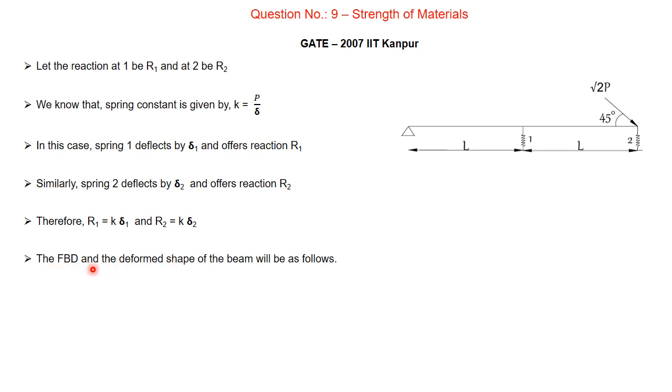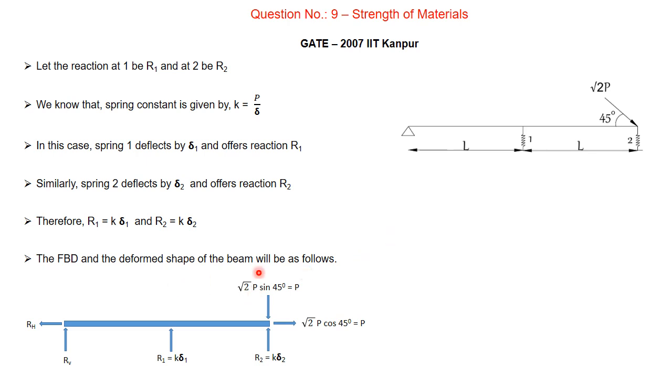The free body diagram and the deformed shape of this beam will be as shown below. That is, this is an inclined load that is going to act on this beam, therefore we will have both the reactions here, that is vertical reaction and horizontal reaction, since this is a hinged support. So this is going to be the vertical reaction and this is the horizontal reaction.